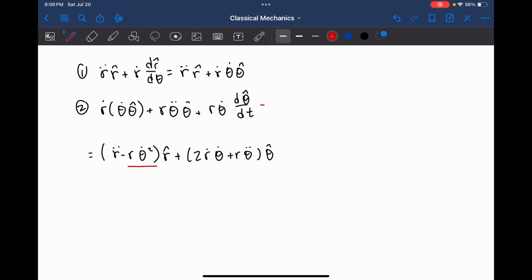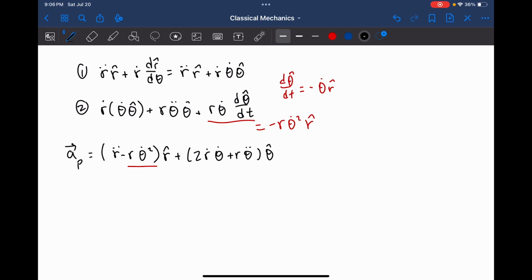This, by the way, came from the fact that this is equal to minus r theta dot squared in the r hat, because d theta hat dt is minus theta dot in the r hat. All right, cool. So we have our acceleration in polar coordinates.